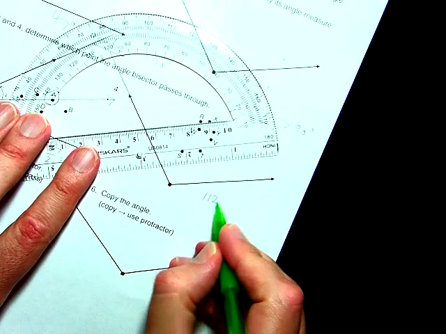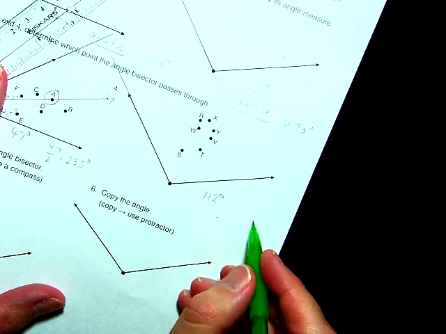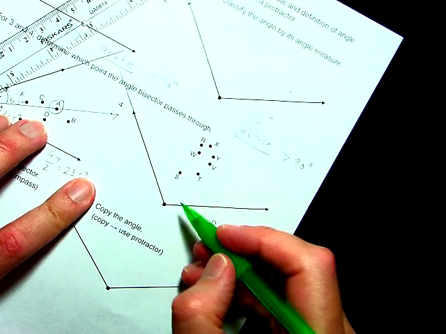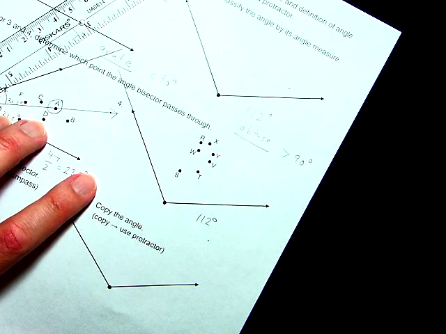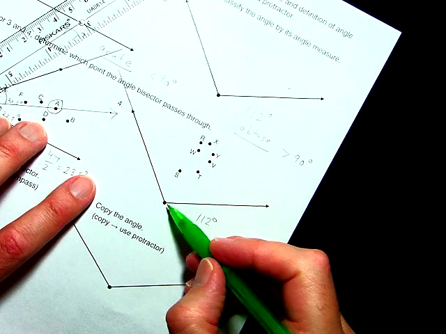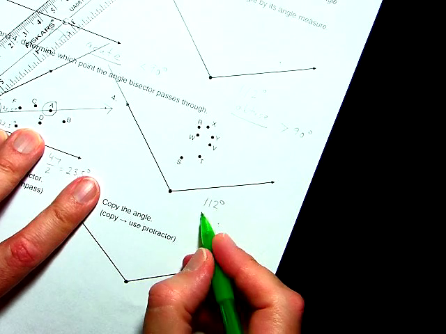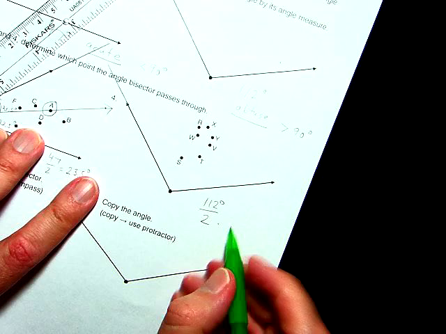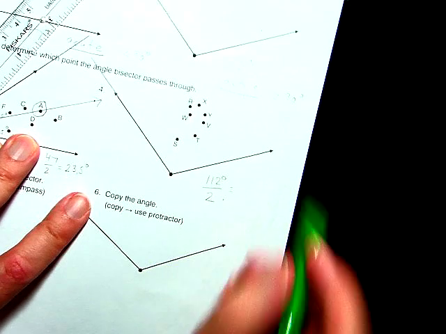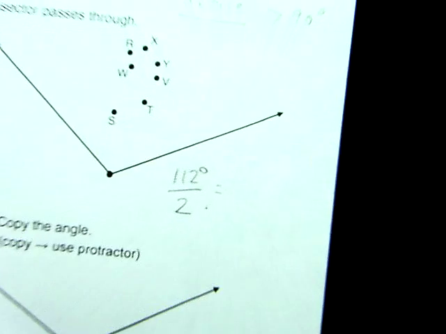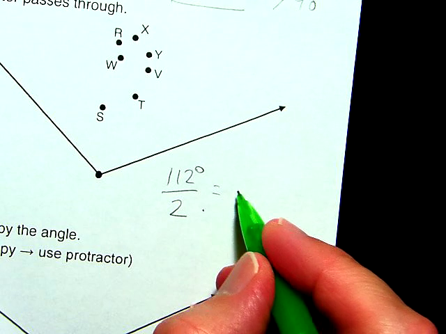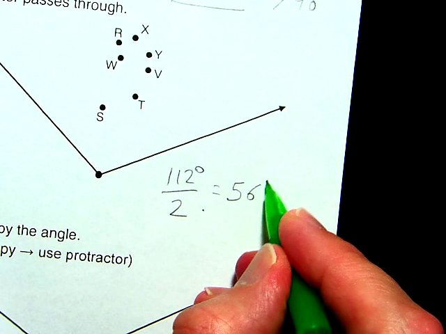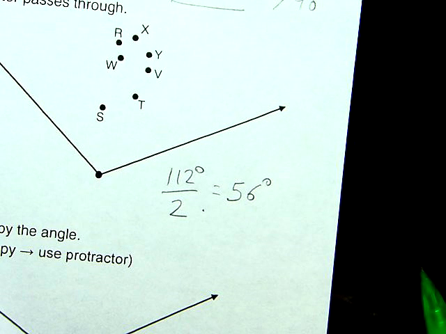This is 112 degrees. So the angle bisector is going to be some ray which is going to go through the same vertex, but is going to be making an angle of half of that with each side of the angle. So we have to take 112 divided by 2, and that's going to be 56. Okay, 56 degrees. So we now have to construct, using our protractor, a 56 degree angle in order to be able to find our angle bisector.